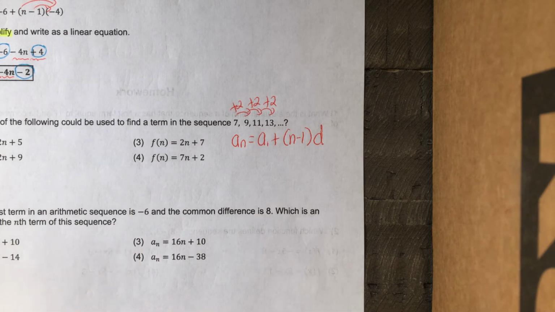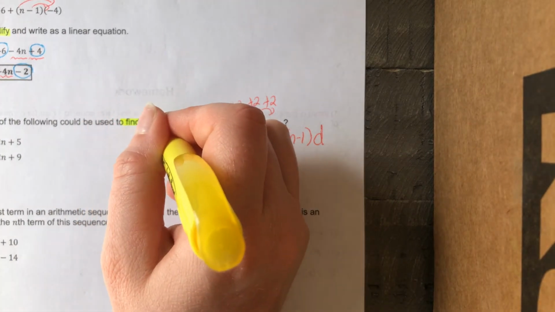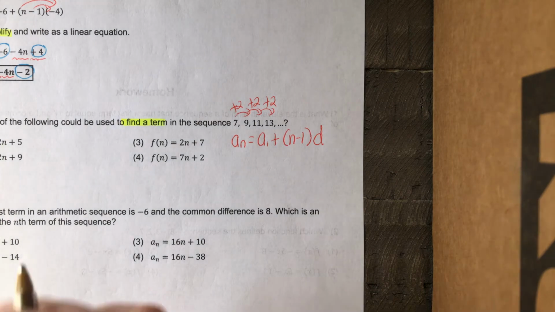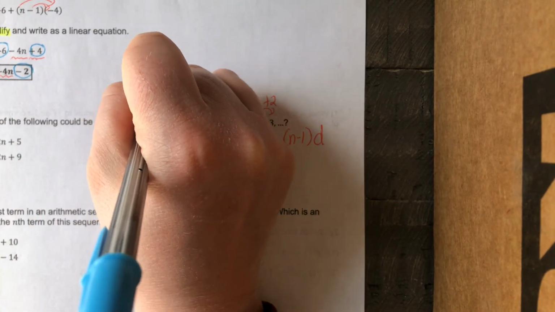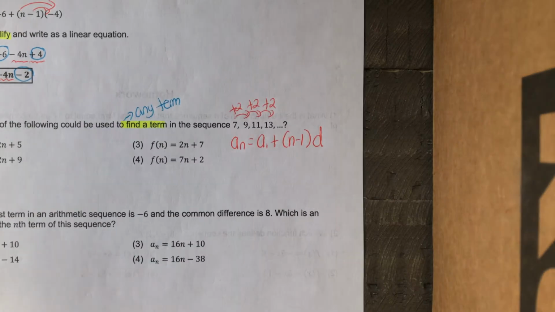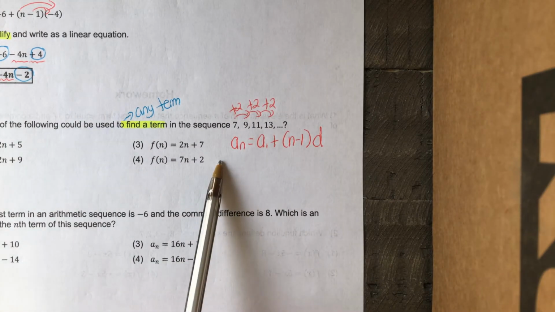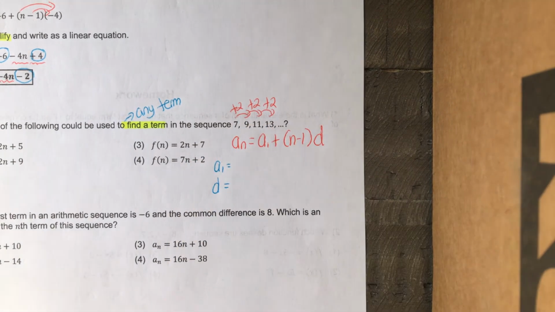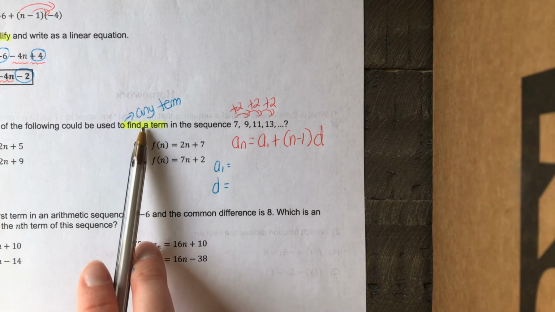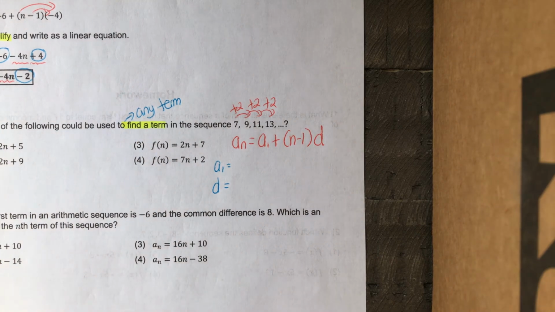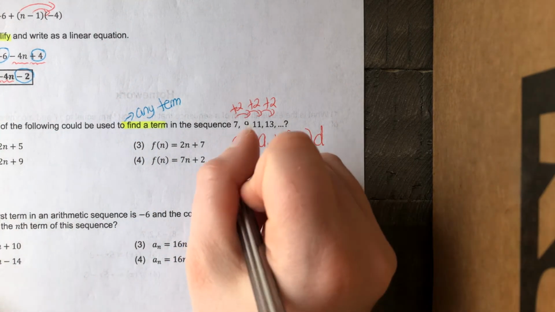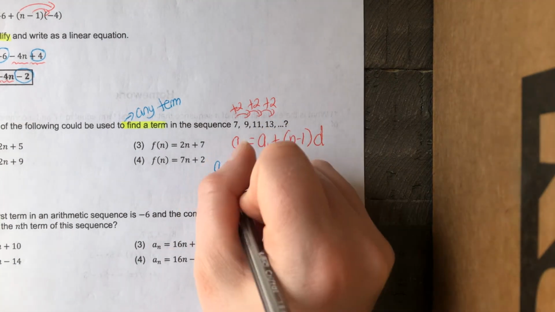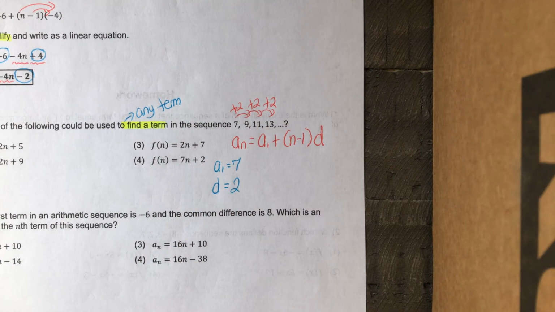I'm going to go ahead and also highlight where it says to find a term, because that means I want to be able to find any term. So usually we list n, a sub 1, and d, but for this question I'm going to leave the n out because it doesn't say find the 5th term or find the 17th term. It's any term, so I'm going to leave n. So I know the first term is 7, and I know that the difference is 2. So now I'm going to go ahead and plug those in.